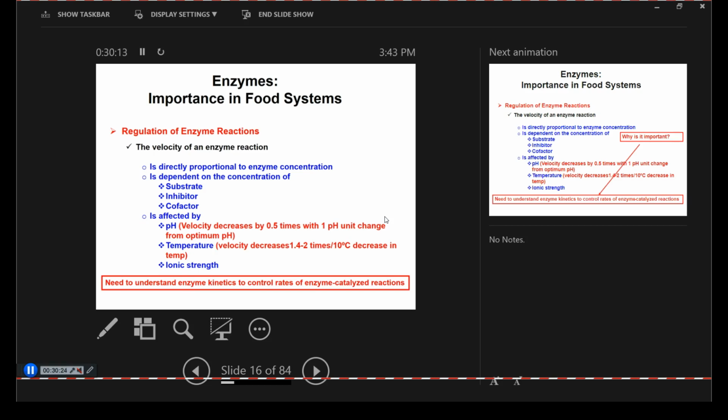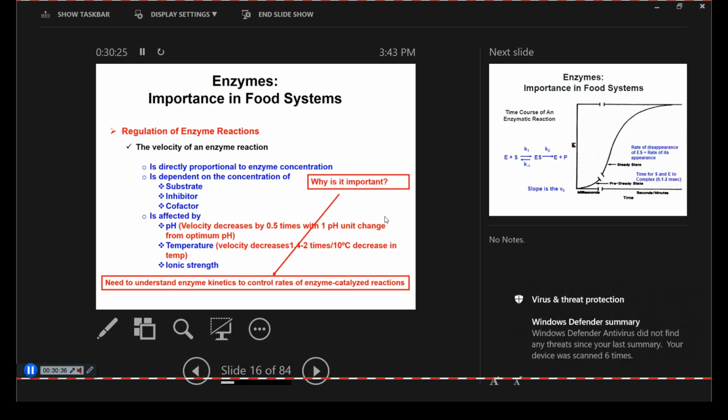So with all of these factors impacting enzymatic reactions, we really need to understand enzyme kinetics to control rates of enzyme catalyzed reactions. Now, why is it important?